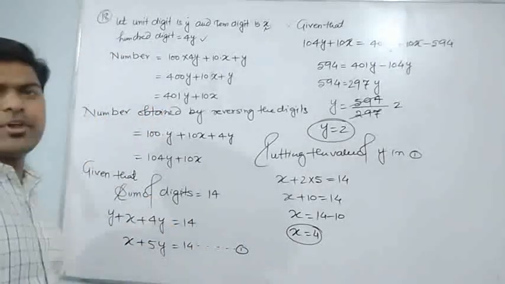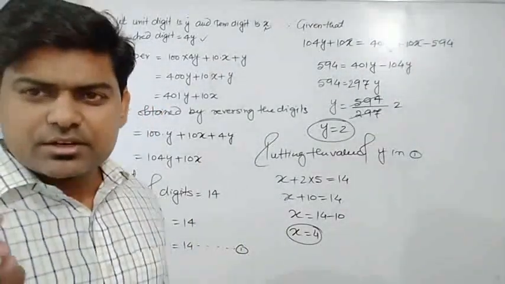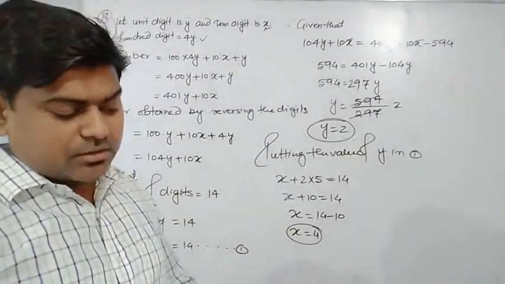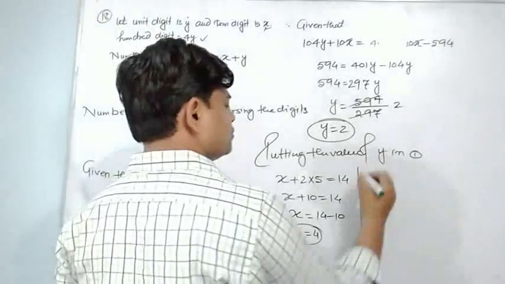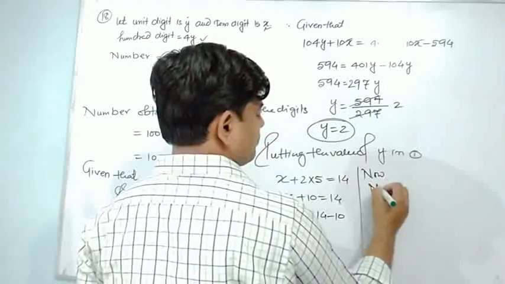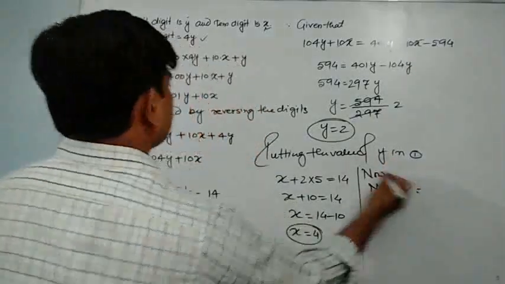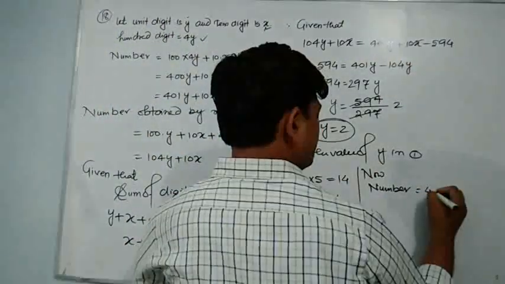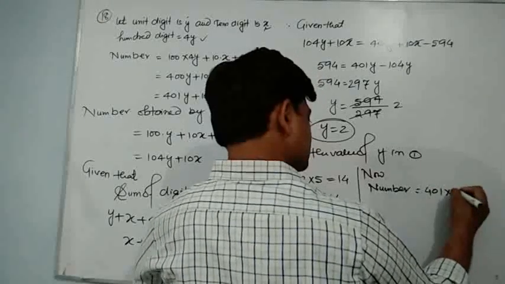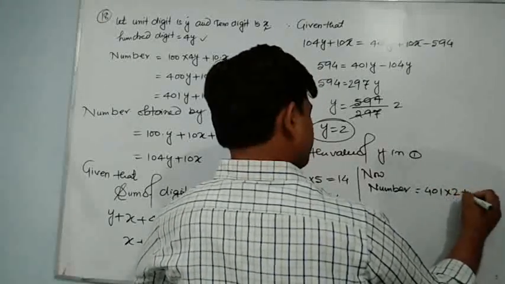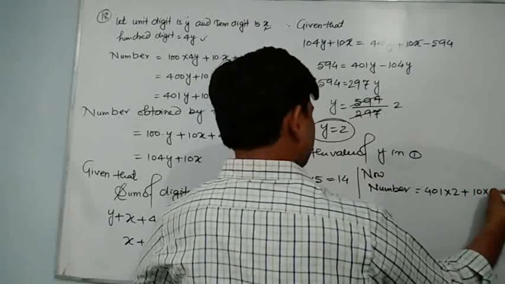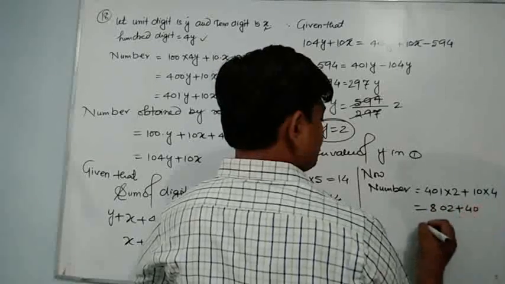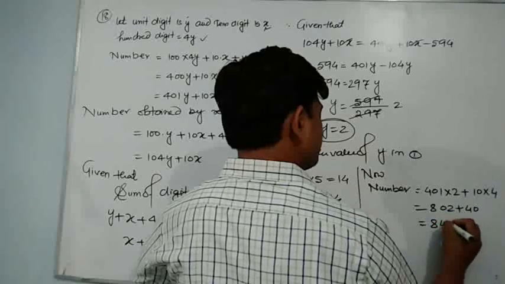Now we have got the value of x and the value of y. Can we write the number or not? Your question is like that only: we have to find the number. So what should be the number? You can see what the number was: 401 into y plus 10x. 401 into y, which is 2, plus 10 into 4. It is 802 plus 40. What can I write? 842.